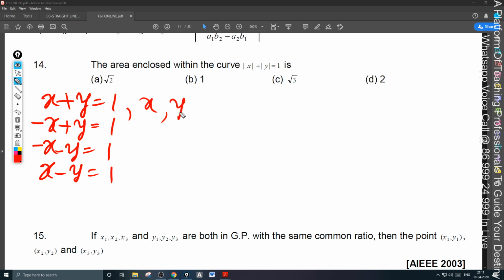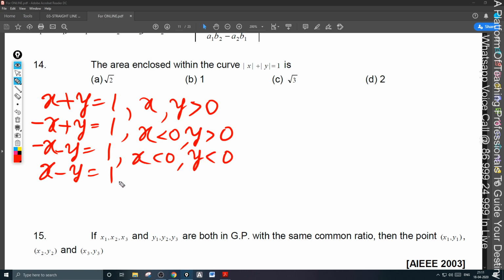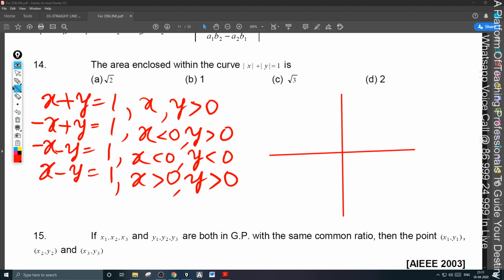In this case, x comma y both are positive. In this case, x negative, y positive. In this case, x negative, y negative. In this case, x positive, y negative. With respect to this, you can understand now how these lines will go. First line, x plus y is equal to 1. Second line, x negative, y positive, will go like this. Third line will go like this. Fourth line will go like this. And you can see that the angle between them is 90 degrees.